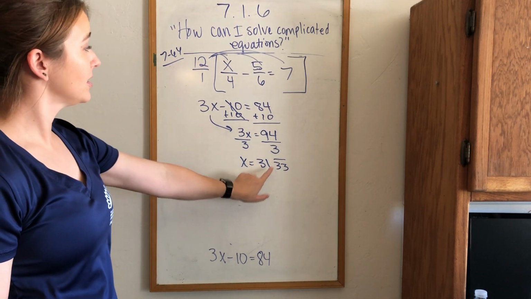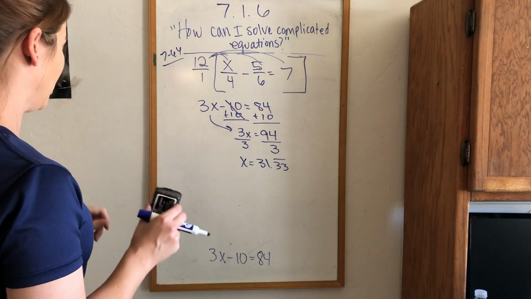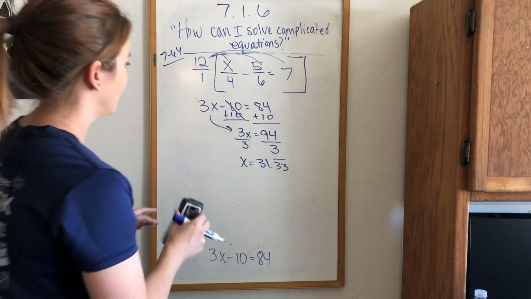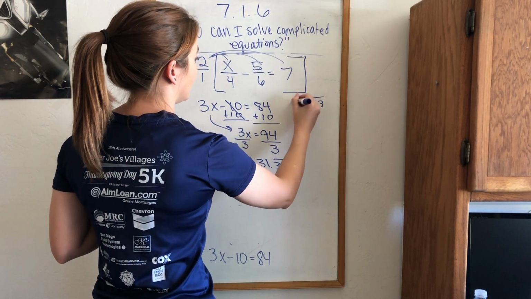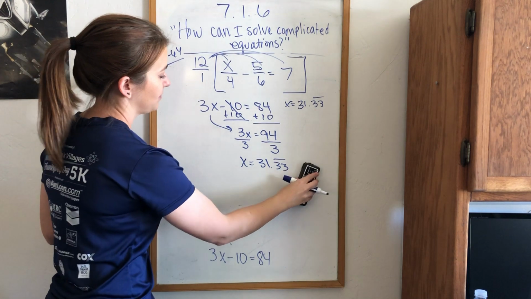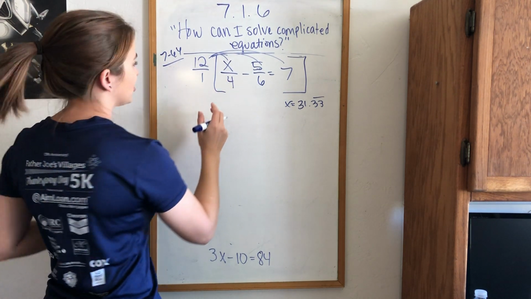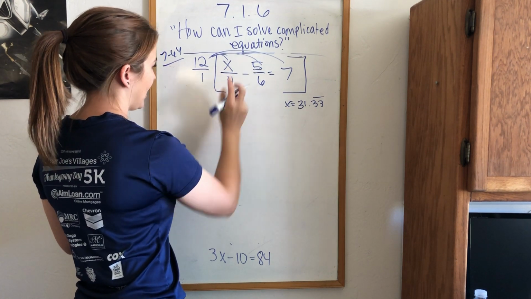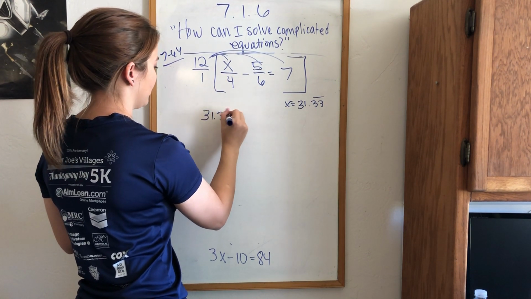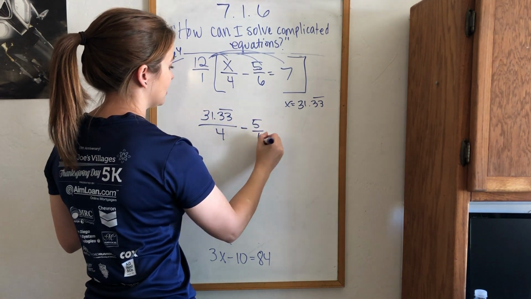Whew. So that was part C and a little bit of part D, but we also have to check this in our original equation. That's what it wants us to do for part D, is to check our solution. So let's see. I'm going to put it over here so we remember what it is. I'm going to erase this stuff. Let's plug it back into the original equation. So here's the original. We're going to plug that in for x: 31.33 over 4 minus 5/6 equals 7.